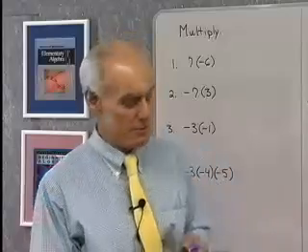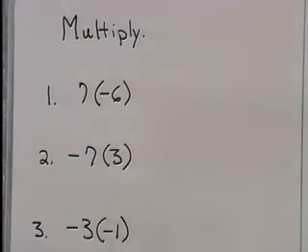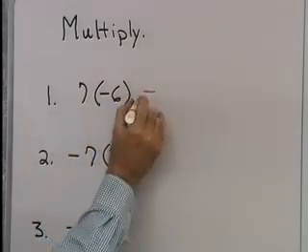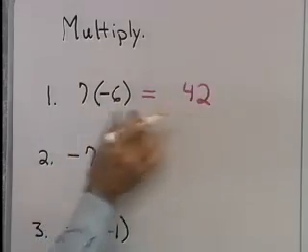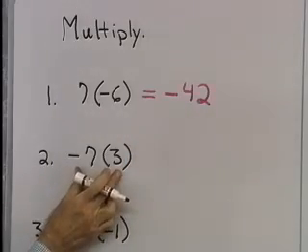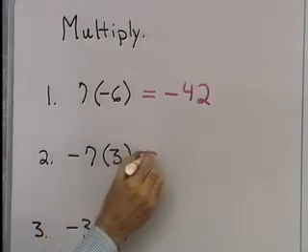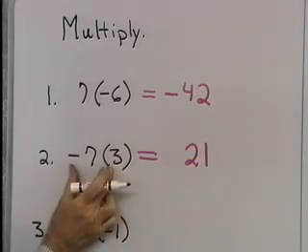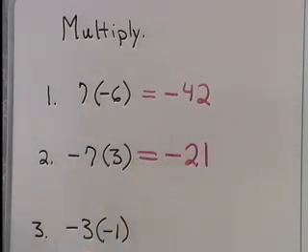Let's try some problems. Let's multiply 7 times negative 6. Multiply absolute values. 7 times 6, 42. The two numbers have different signs, so the answer is negative. Next problem, negative 7 times 3. Multiply absolute values, I get 21. The two numbers have different signs, so the answer is negative.